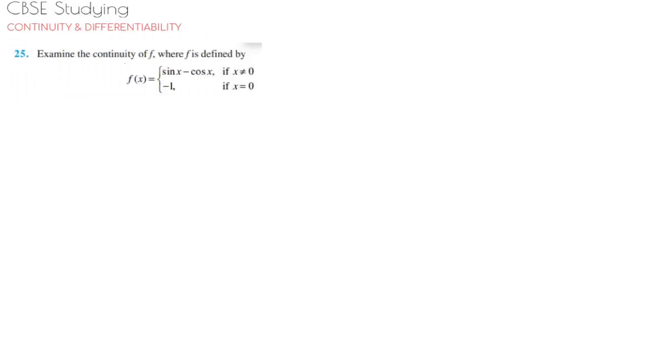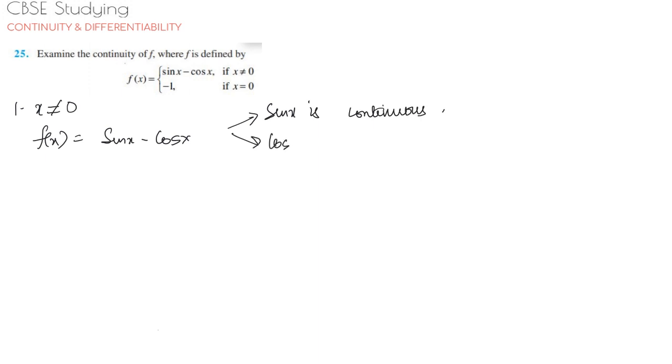So the next question, you can see that the conditions are kind of similar to the previous one, x not equals to 0 and x equals to 0. So let's hit it case by case. First case, when x is not equals to 0, f of x is equal to sin x minus cos x. So what do we know? We know that sin x is continuous, and we also know that cos x is continuous. Therefore, f of x is continuous for x not equals to 0.